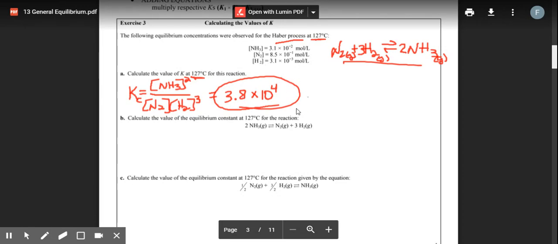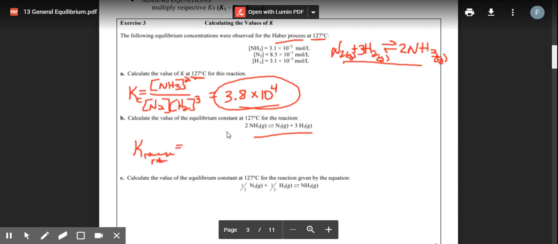So anyway, we have our K value here. Now, this part B and part C is where we're manipulating this equation. We're changing it somehow. And because we're changing it, we can manipulate this K value. So let's look at this equation and figure out how it's different from our beginning equation. From what I see, this equation is just the previous equation flipped, right? It's reversed.